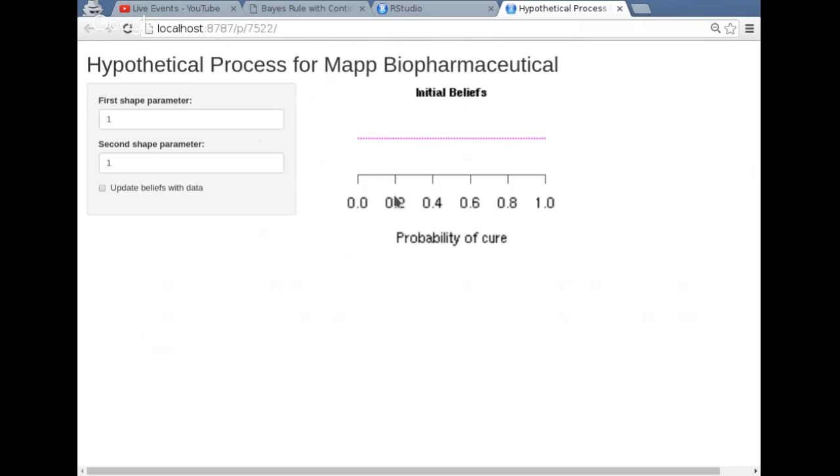Aha! So suppose I told you in clinical trials that 21 out of 21 patients that received this drug survived. Now, what sort of shape might you put to represent your prior beliefs? That's not good. Tell me when to stop.